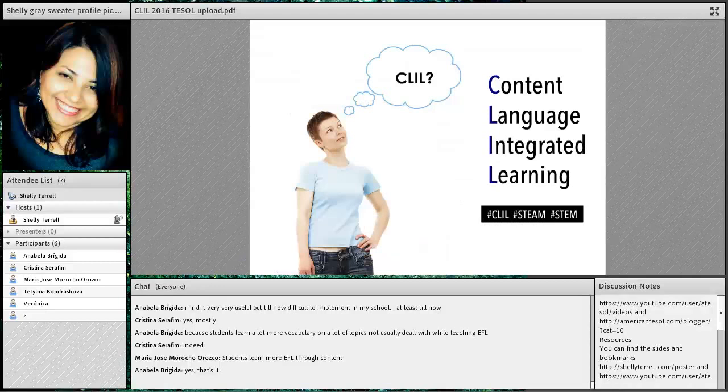So when we talk about CLIL, CLIL is actually quite popular around the world. It's content language integrated learning. There are many different acronyms when you're teaching English language learners. And I find that if you do a search for the hashtag CLIL in Google, you're going to find a lot of great resources. But you'll also find a lot of great resources if you look under STEAM and STEM.